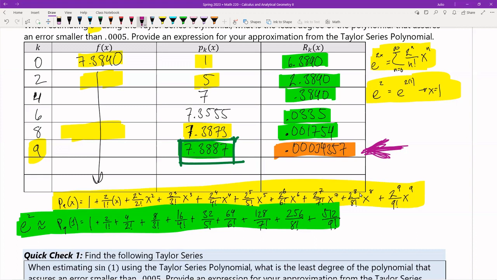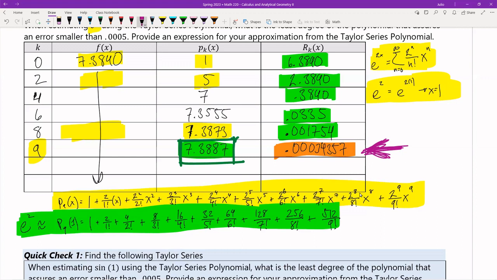This used to be done by hand. If you guys remember watching that movie Hidden Figures, this is what people who were called calculators back then computed. This right here is what they computed. Now it's done by calculator, and it does it by Taylor series expansions.